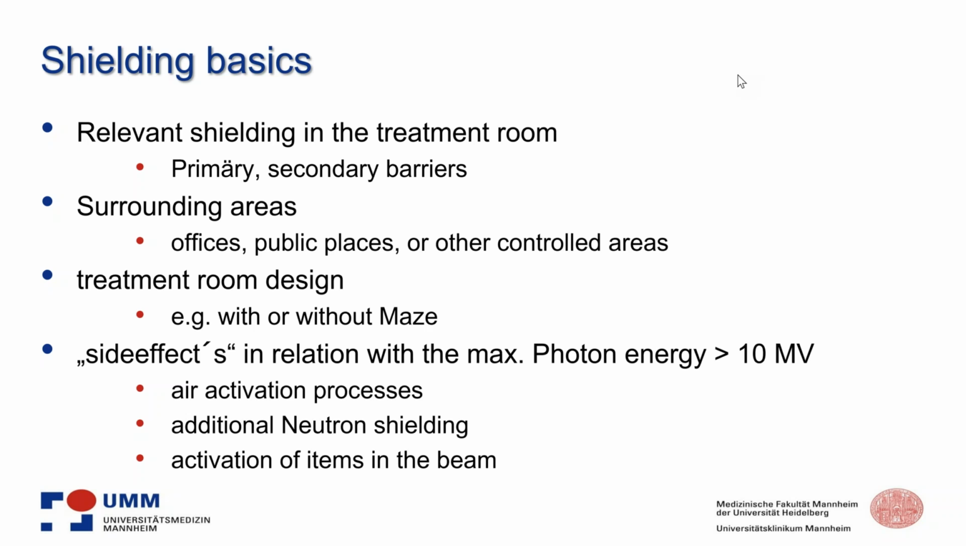We have a need for additional neutron shielding. Neutrons are completely different to photons in shielding. Photons, you shield by high density and a high thickness. Neutrons are completely different, upside down. The shielding of neutrons happens with low density. So a typical shielding material for neutrons is, for example, wax. And we have activation of items in the beam above 10 MeV. Next one.